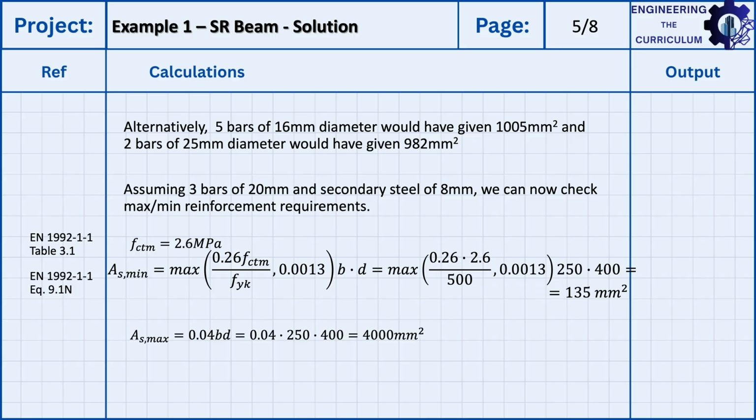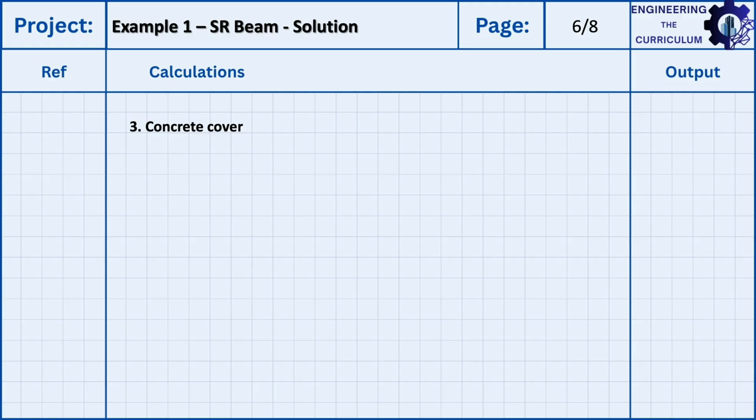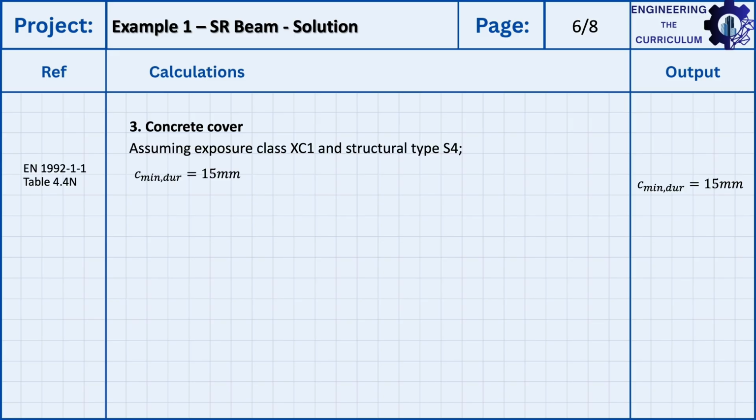The maximum area of reinforcement allowed is 0.04 times B times D, and that gives us 4,000 millimeters square. And in our case, we can see that the area of our reinforcement is in between the min and maximum. So we have passed this check. We now need to find the concrete cover, and this is because we weren't given the concrete height. We've started with the effective depth, and we're working our way back to the height of the section.